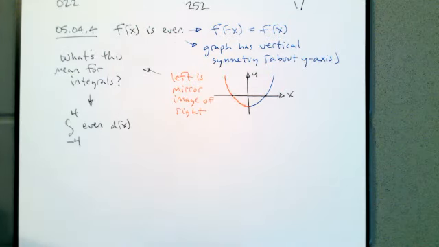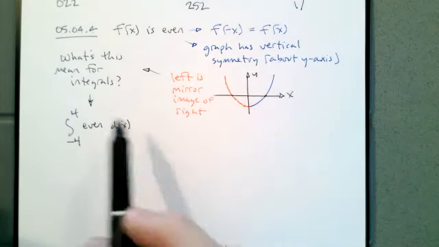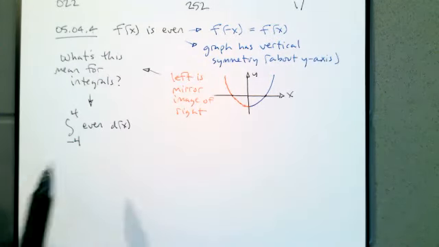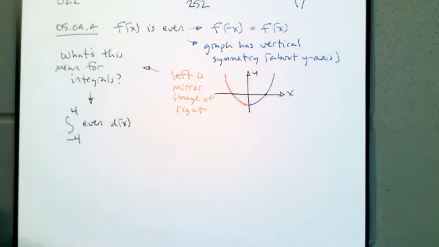So think about what this symmetry is going to mean for areas when we go between opposites, from -4 to 4.